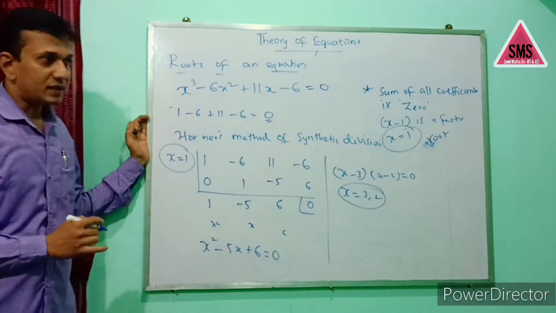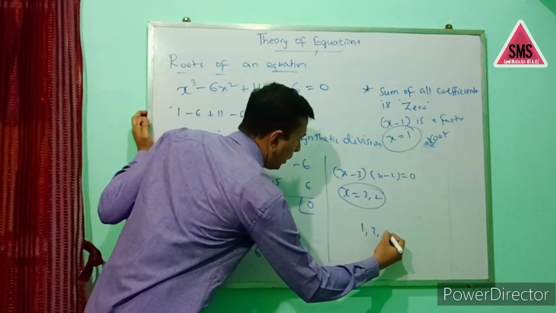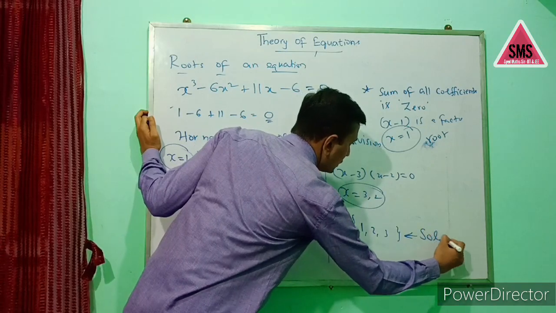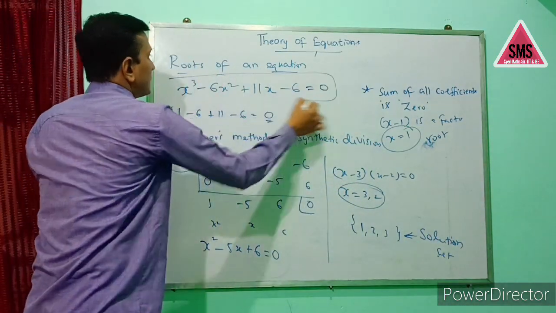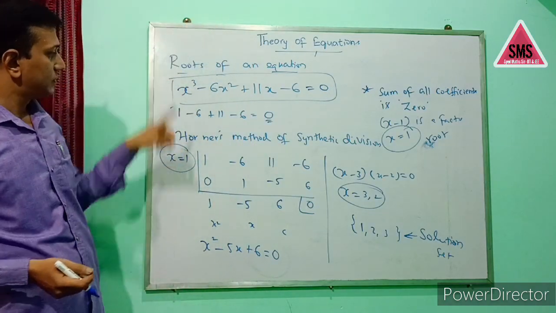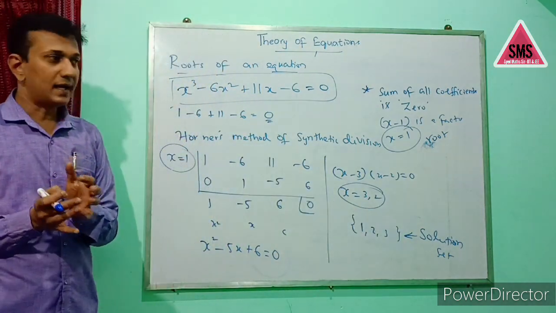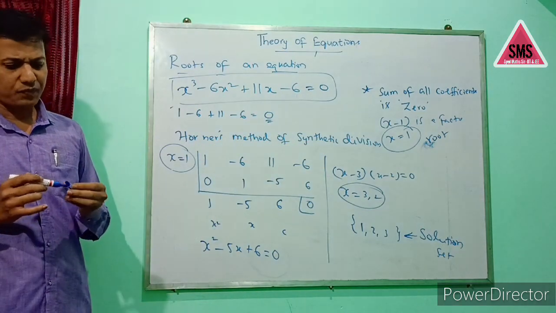Now these are the roots of the equation, and whatever roots we have, 1, 2 and 3 together, it is called the solution set of an equation. Solution set of this equation. Roots of equation and solution set. If you take these roots together as a set, as a group, we can call it the solution set.